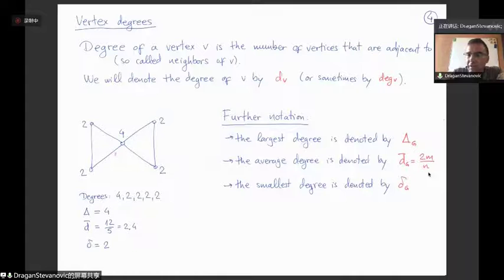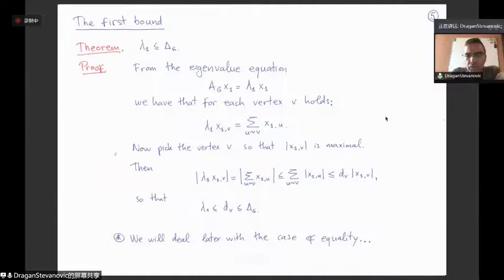And that's what we will also very quickly see, that it is related to the largest eigenvalue. So what is our first bound? A very basic one: the largest eigenvalue of the adjacency matrix is bounded from above by the maximum degree.